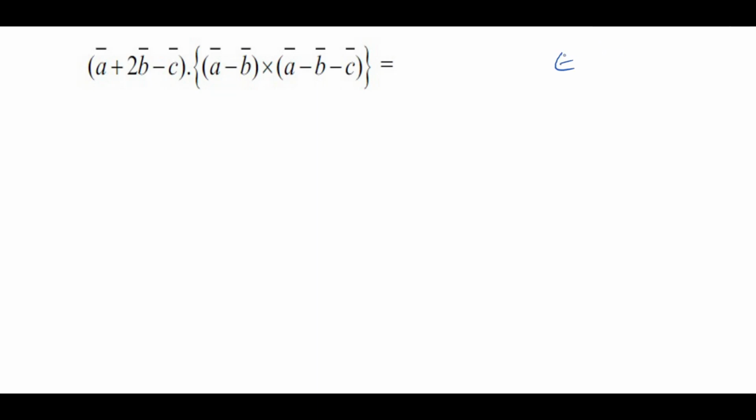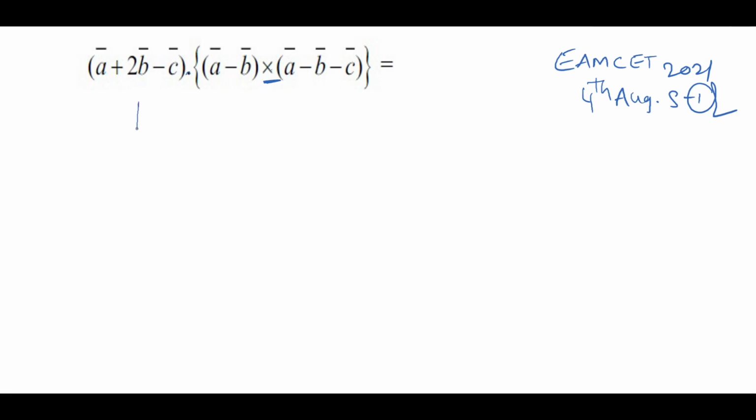This is the third question from Eamcet 2021, 4th August shift 1 question. Here it is given a bar plus 2b bar minus c bar dot a bar minus b bar cross a bar minus b bar minus c bar is equal to dash. Here dot product and cross product are there.